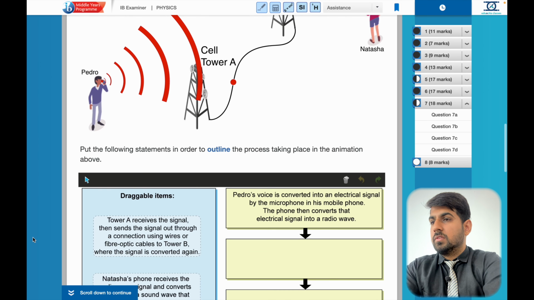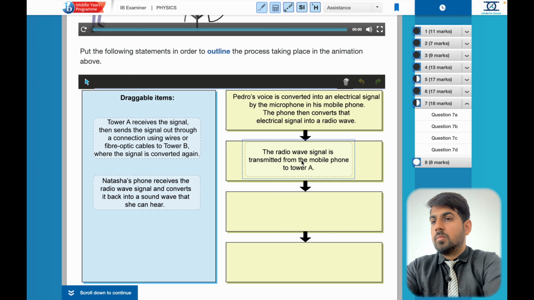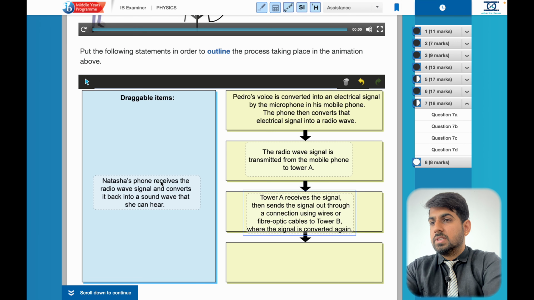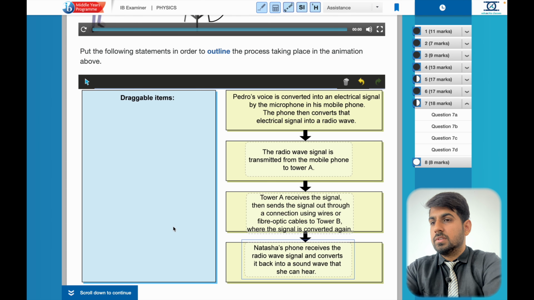Okay, so we have to put the following statements in order to outline the process taking place in the animation above. First, the voice is converted into an electrical signal by the microphone in his mobile phone. The phone then converts that electrical signal into a radio wave. The radio wave is transmitted from the mobile phone to tower A. Then tower A receives the signal, then sends the signal, and then Natasha's phone receives the radio wave signal and converts it back into a sound wave that she can hear. So I hope it is quite clear.